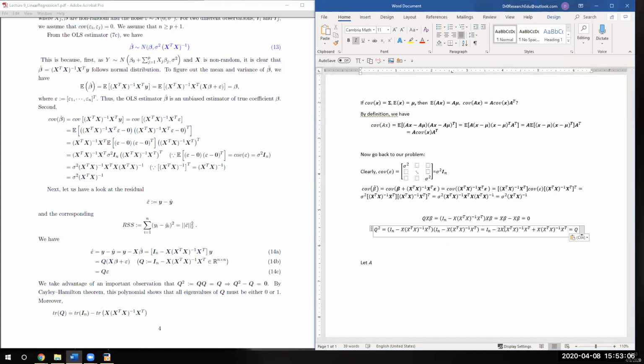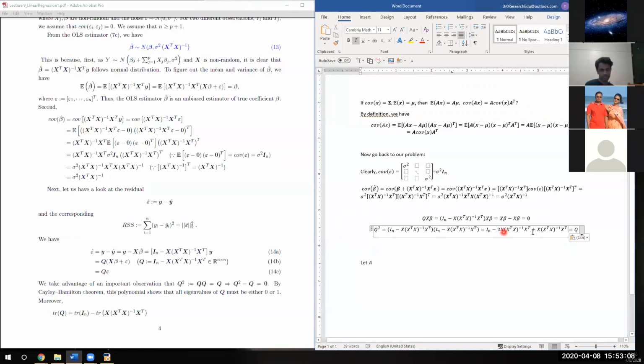Right? And then you're going to have what? I minus this item, and that's the definition of Q. So that you have Q squared equal to Q. See it? So this theorem tells you what I'm talking about is, suppose A is in, doesn't work.